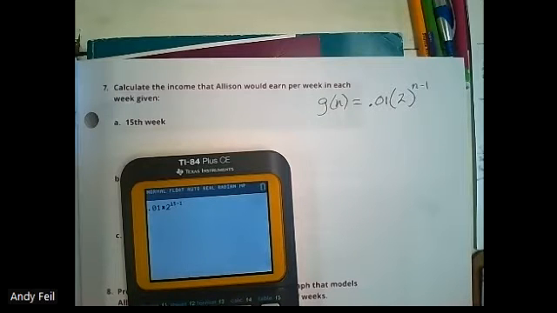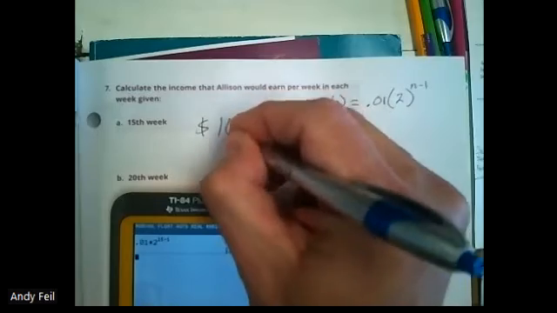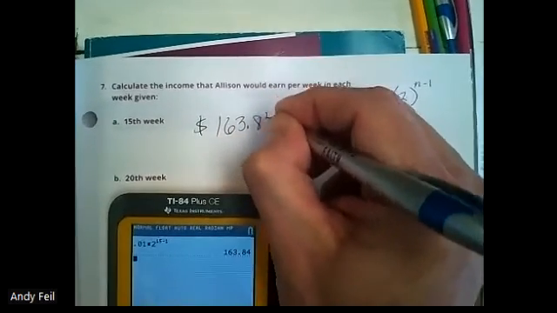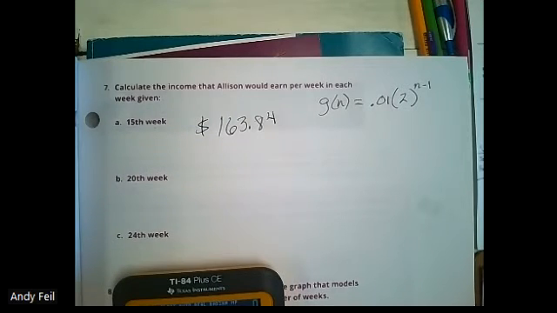Absolutely could. Yep. Either way, on the 15th week, she made $163.84. Is Allison's neighbor happy now about the deal she made? No, she's not. 15 weeks, that's how many months? It's about 4 weeks in a month. So you're talking about less than 4 months later, she's making $163 a week. And her friend is still making $10 a week, right?